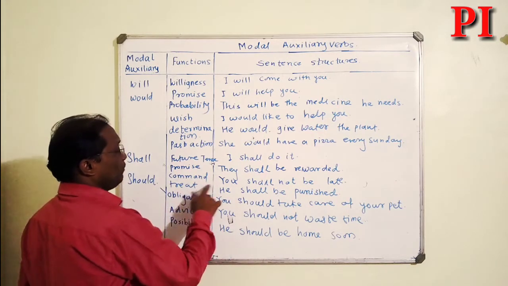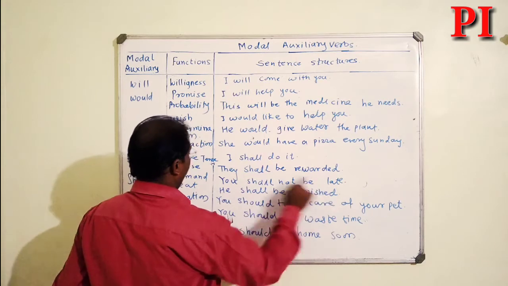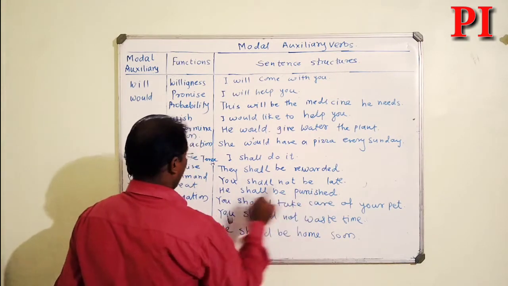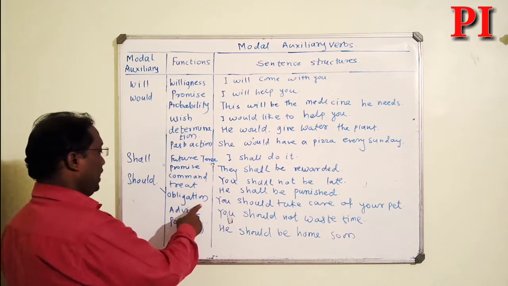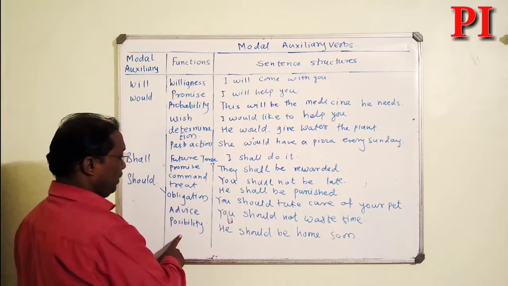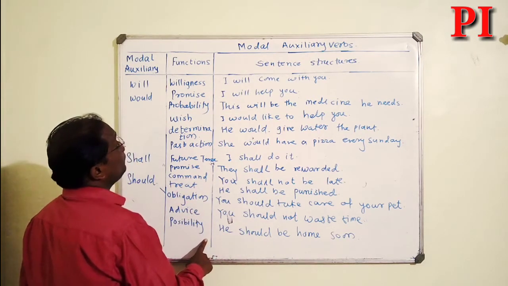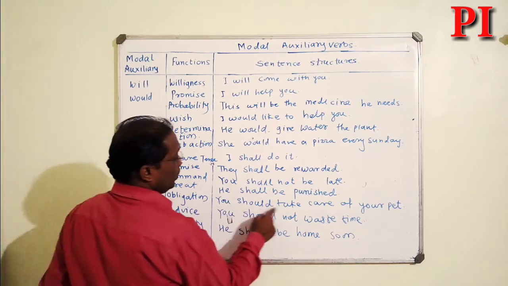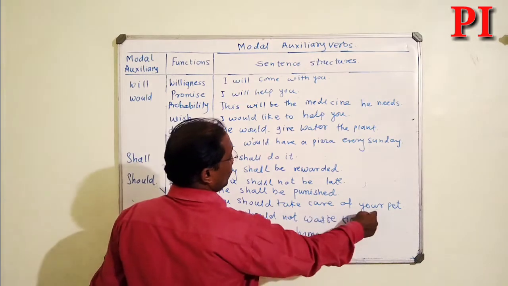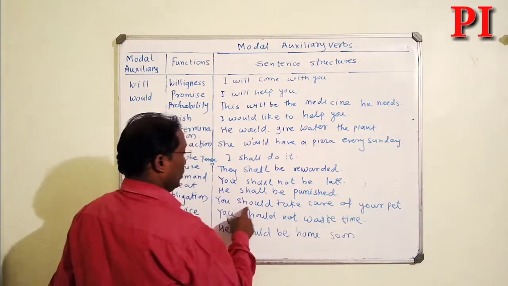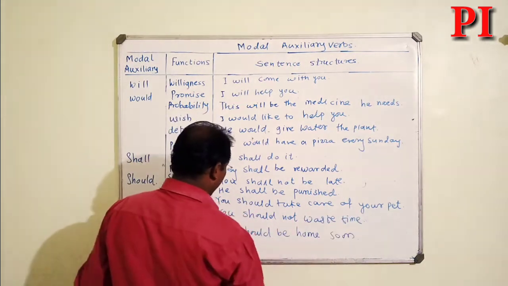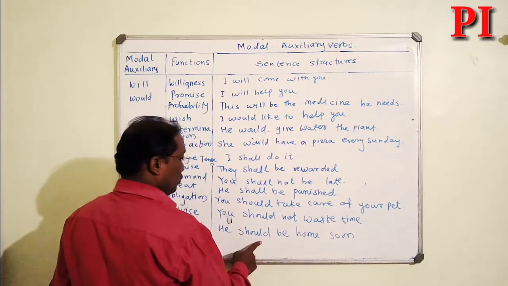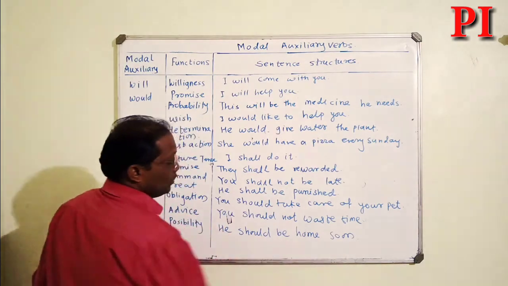Then command: you shall not be late. Then threat: he shall be punished. Then "should": obligation, advice and possibility. For those three functions we use "should" here. You should take care of your pet. You should not waste time and she should be home soon.